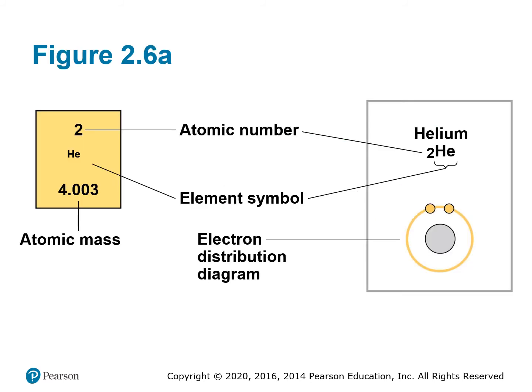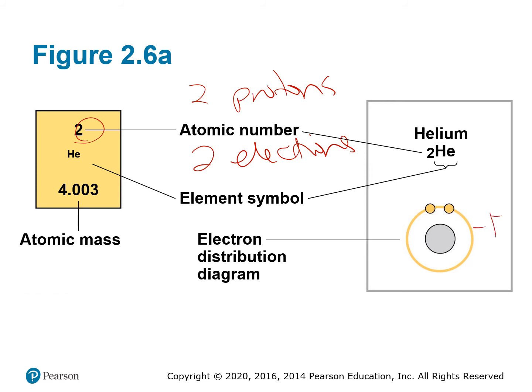So if we go back to the periodic table, from the periodic table, we can predict what the electron distribution of an element is as well for a neutral atom. So here, if we look at helium, the atomic number is 2, so that means it has 2 protons. And if it's a neutral atom, it also has 2 electrons. So if we're going to draw the electron distribution of helium, we're going to put 2 electrons in this first electron shell. And that now is full because the first electron shell only holds 2 electrons.